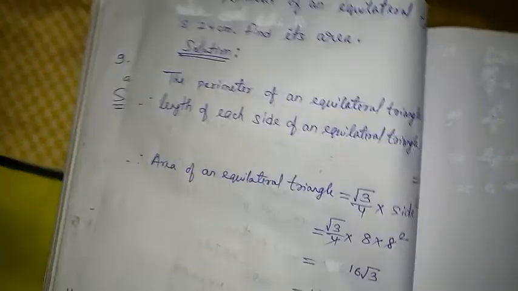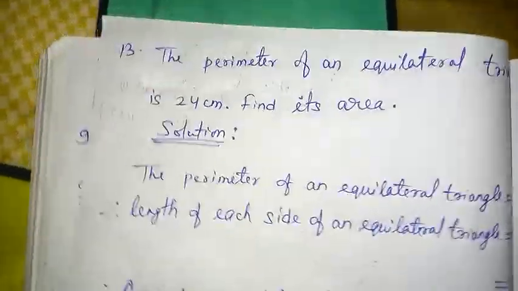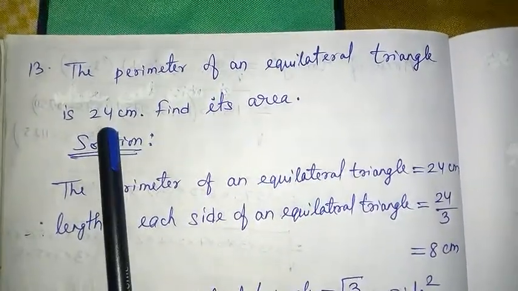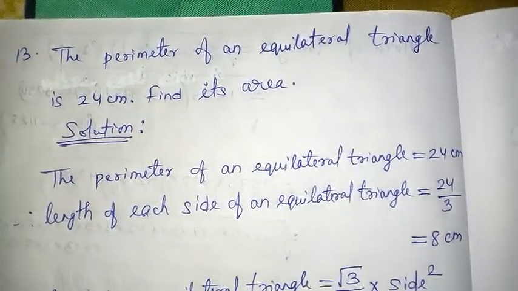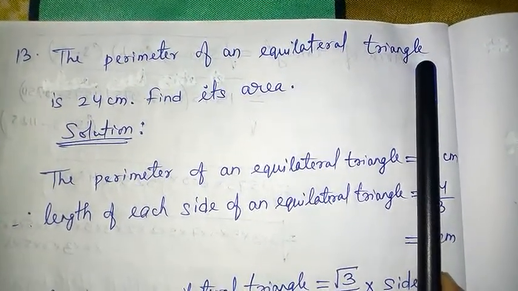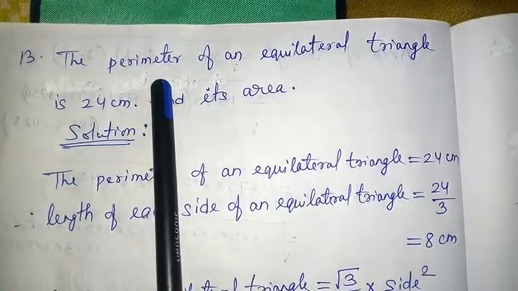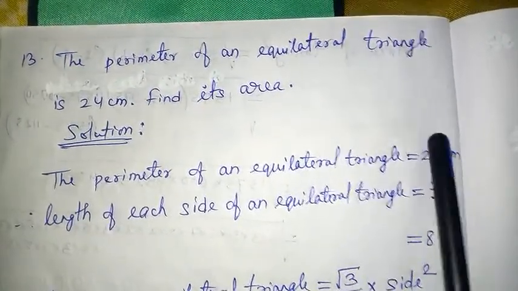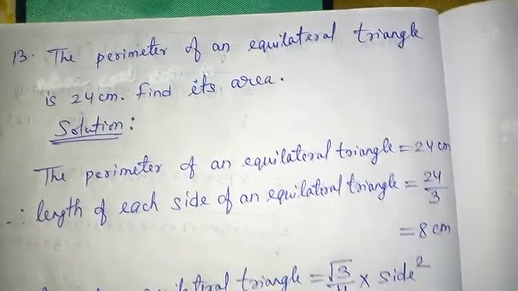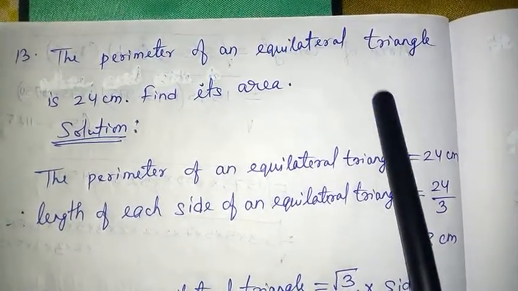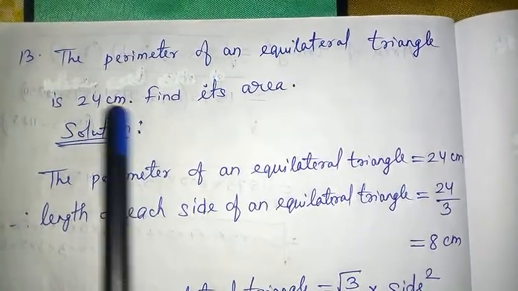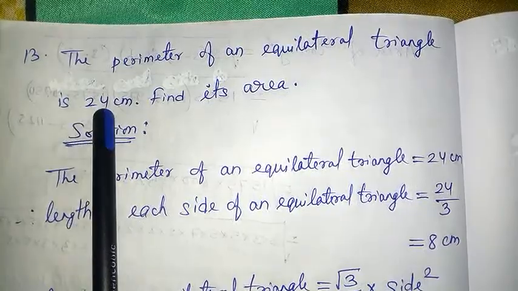So moving on to one more question here. Number 13. The perimeter of an equilateral triangle is 24 centimeter. Find its area. As you all know, children, equilateral triangle means all three sides are equal. So that means perimeter is 24 means when all three sides were added, a plus b plus c, the answer was 24. Or if it is said all sides are equal, then we say a plus a plus a. So all three sides were added and the answer was 24 centimeter.